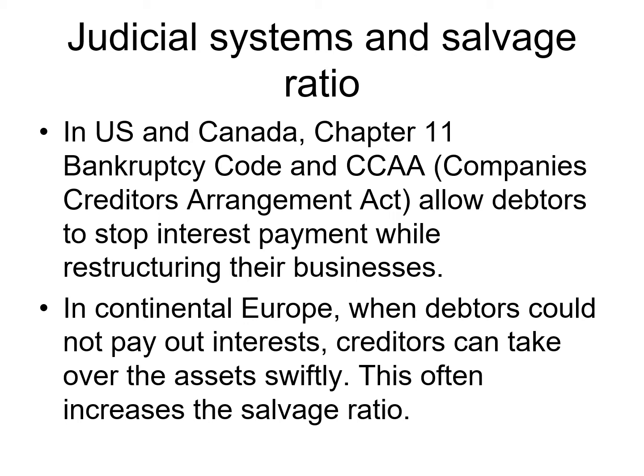Judicial systems and salvage ratio. In US and Canada, Chapter 11 Bankruptcy Code and CCAA, Companies' Creditors Arrangement Act, allow debtors to stop interest payment while restructuring their businesses. In continental Europe, when debtors cannot pay interest, creditors can take over the assets swiftly. This often increases the salvage ratio.